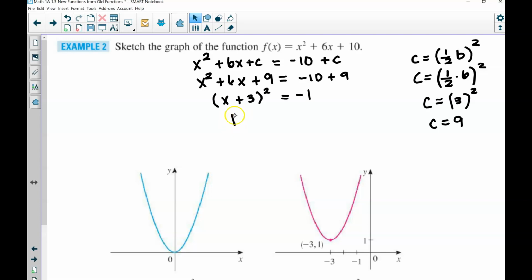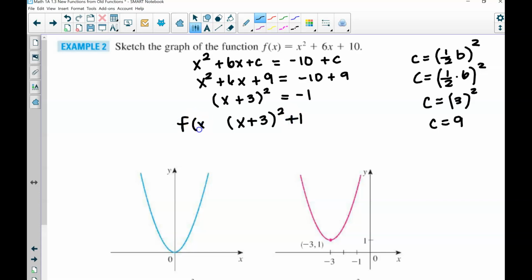Setting this equal to 0, the function would then be x plus 3 squared minus 1. So therefore, plus 1. Therefore, f of x is going to equal the function x plus 3 squared plus 1. So from here, you can determine what the vertex is. And the vertex is negative 3, 1.